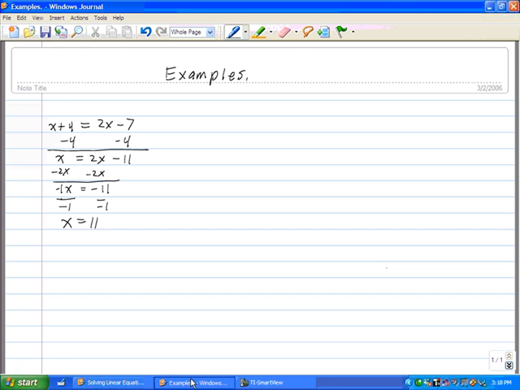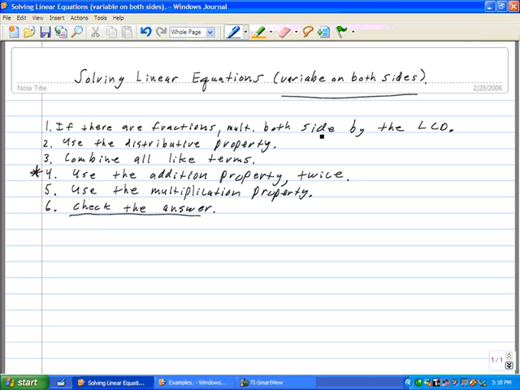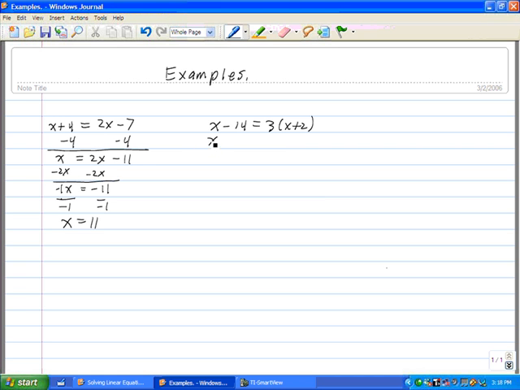Now let's move on to one that perhaps is a little bit more complicated. Let's take x minus 14 and set it equal to 3 times x plus 2. Back to our properties, we have no fractions, but I do need to use the distributive property. So distributing on the right-hand side, I'm going to have 3x plus 6. That happens when you multiply the 3 by the x and then the 3 by the 2. Now we're ready to use the addition property, and we'll again use it twice.